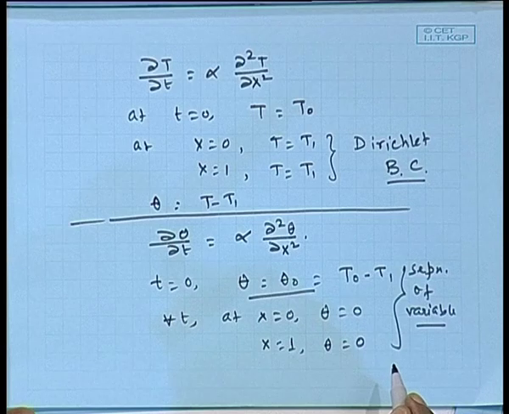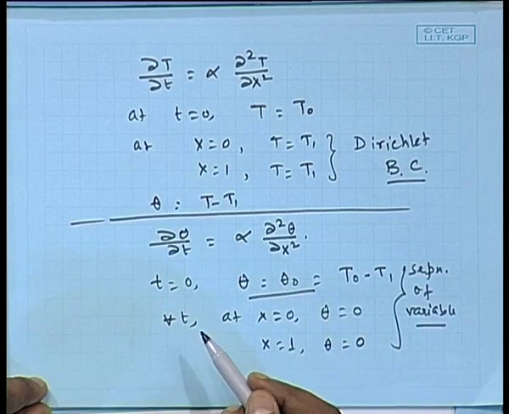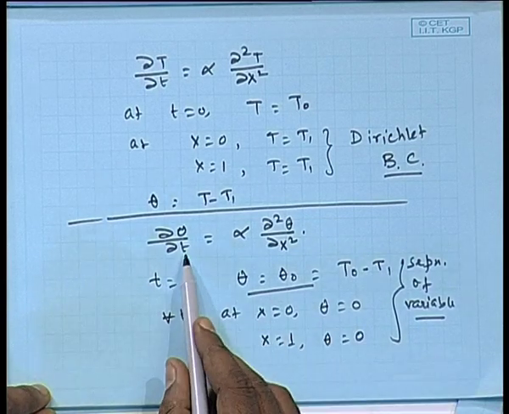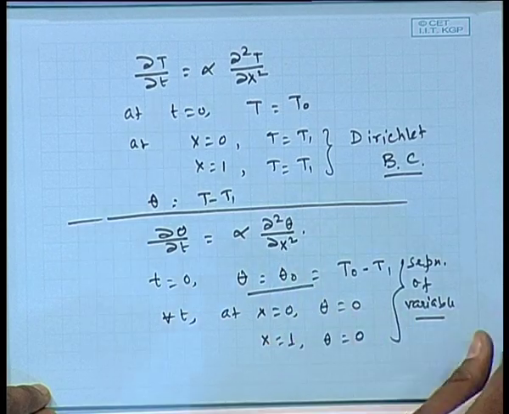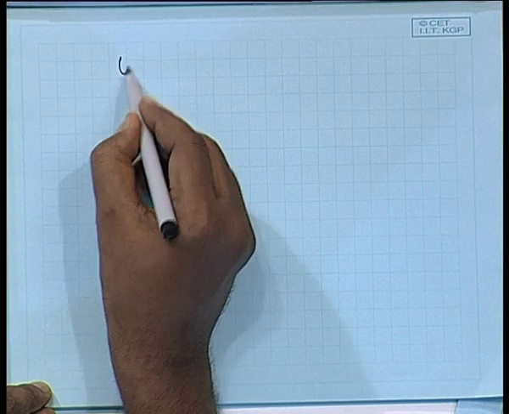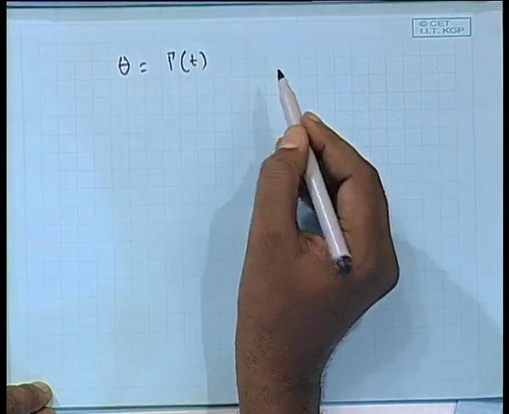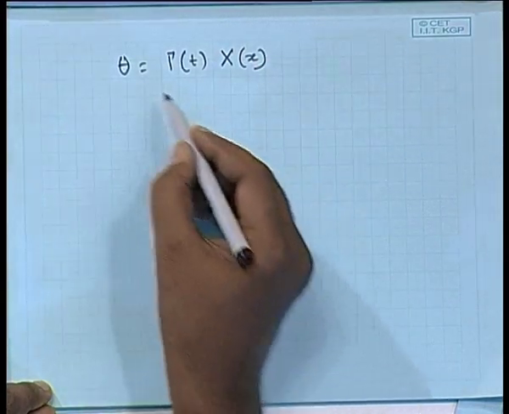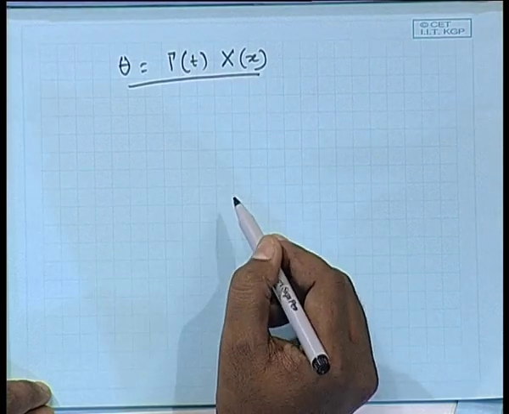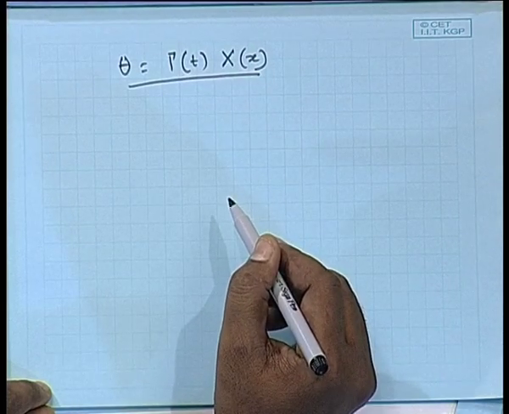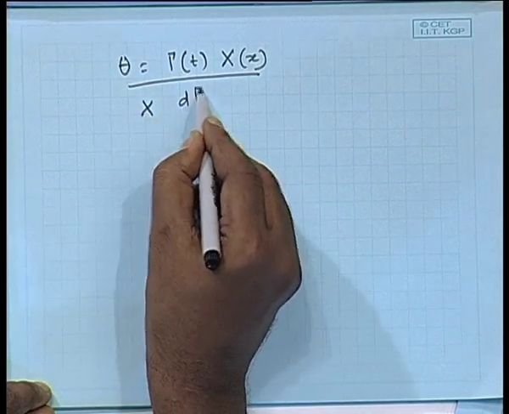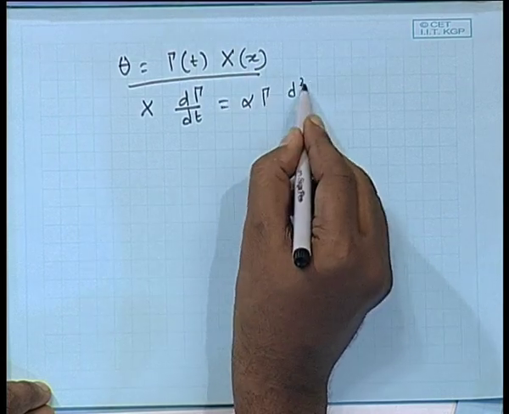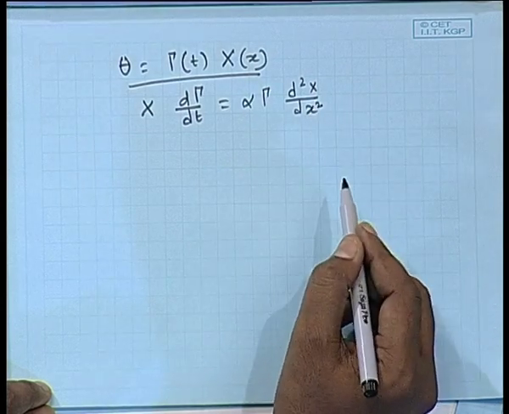Now, in separation of variables, you assume that the solution is constituted by two parts, a product of two parts: one is time varying only, another is space varying only. Let us say theta is some function tau of t only, times capital X, which is a function of x only. Now, you substitute this in your governing equation, del theta del t is equal to alpha del square theta del x square. If you do that, this becomes X d tau dt is equal to alpha tau d square X dx square, right.